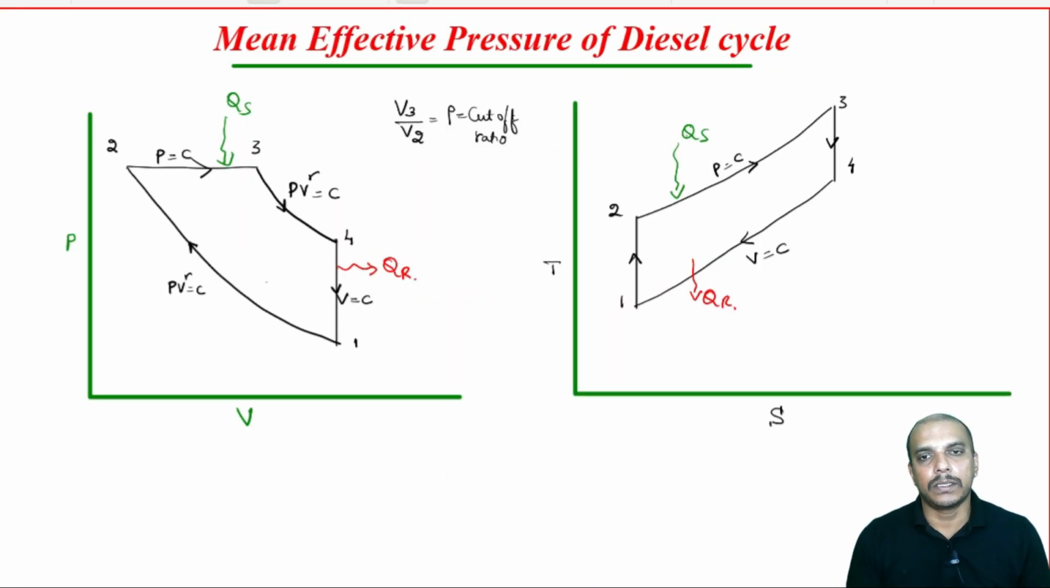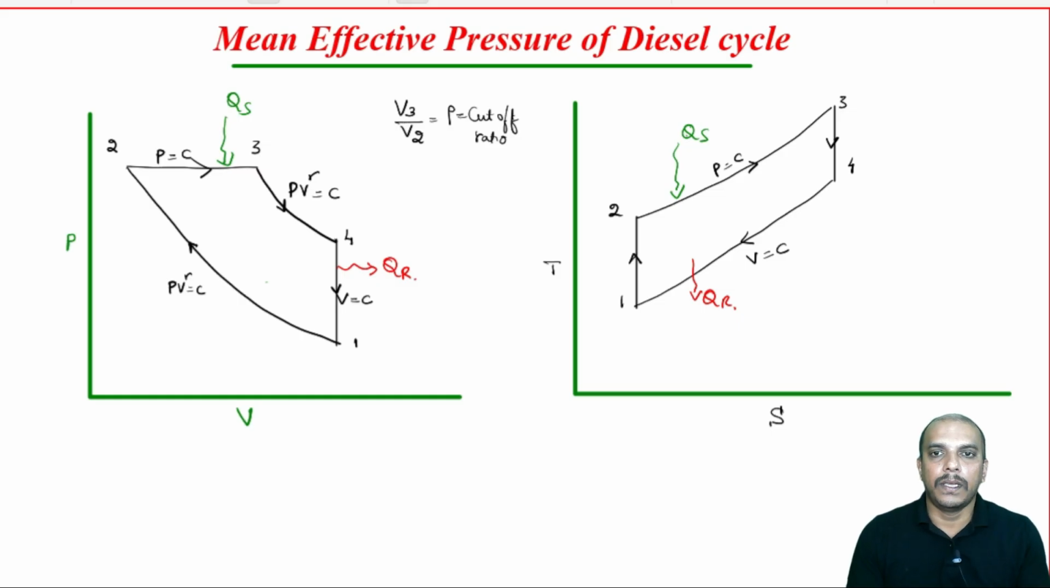In this video, let us derive mean effective pressure for a diesel cycle. Now, the moment I saw that it is a diesel cycle, I have drawn a PV diagram for a diesel cycle, which is constant pressure heat addition, and also I have written a TS diagram for the diesel cycle.